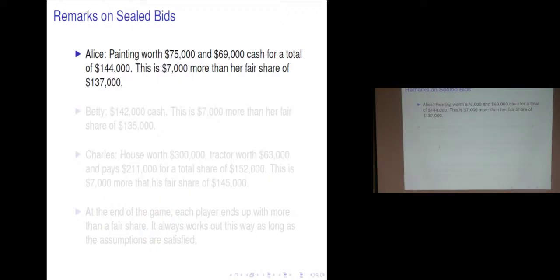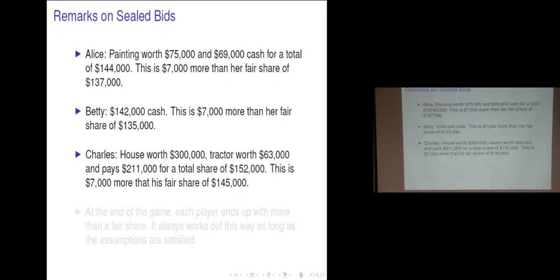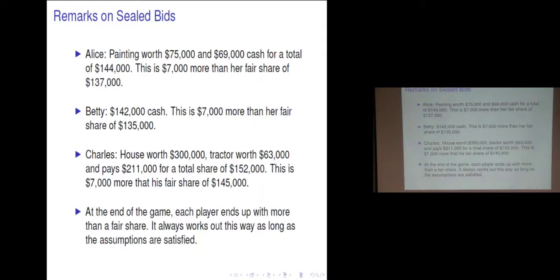So let's go back to the table. Okay, he thinks this is the fair share, but after he paid this and you add what he gets, the calculation says, right? So after you add these two, take away this, he still has 152,000, and it is more than his fair share. Okay, so he is also happy, right? So at the end of the game, each player ends up with more than a fair share, so it always works out this way as long as the assumption is satisfied.